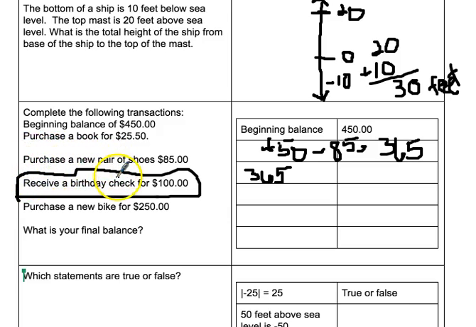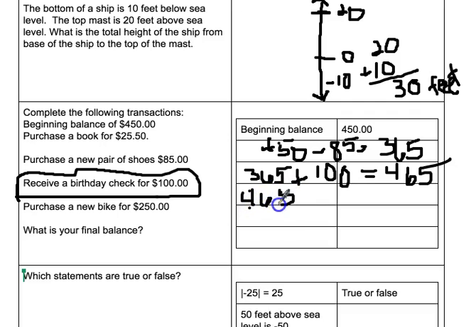Receives a birthday check for $100. If I get a check, this is not coming out of my account. I am going to add this in. I have $365 plus $100. That's going to give me a new balance of $465. Notice my amount went up, and it went up by $100. My new balance is now $465.